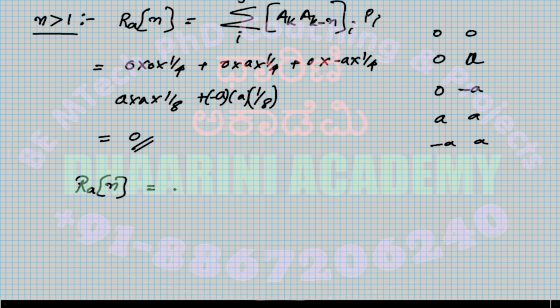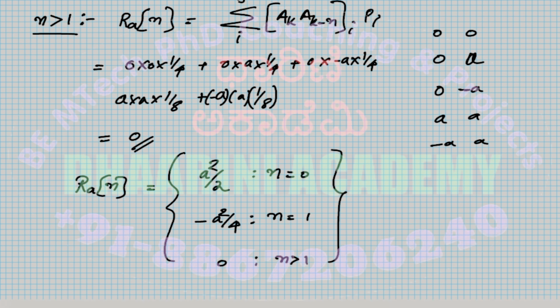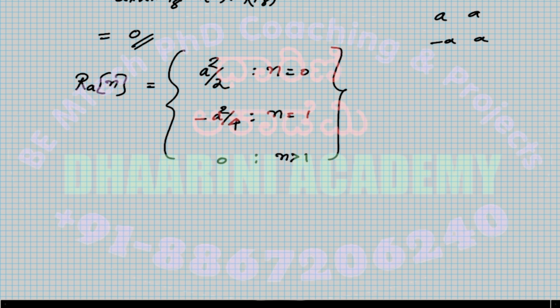So RA of n is equal to, what was the first case? If you remember, when n equal to 0, we got A square by 2. This is when n equal to 0. Then the second case, we got minus of A square by 4. This is when n is equal to 1. And all other cases, I can write n greater than 1. Right. But actually what happens, there is a slight twist here.